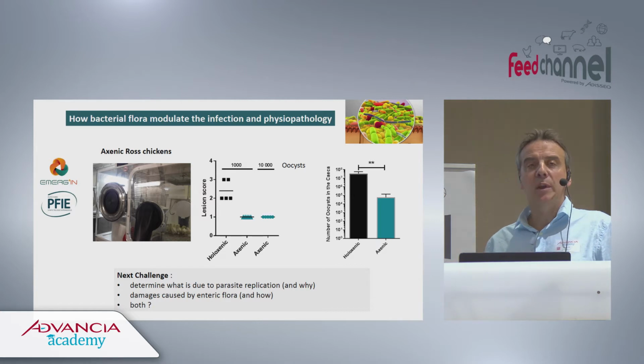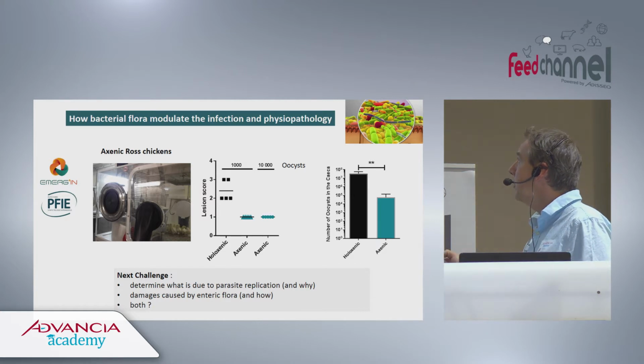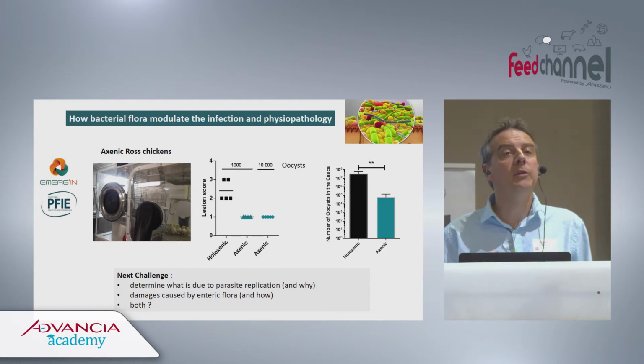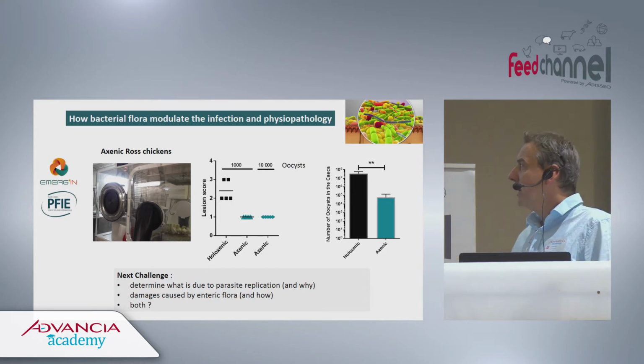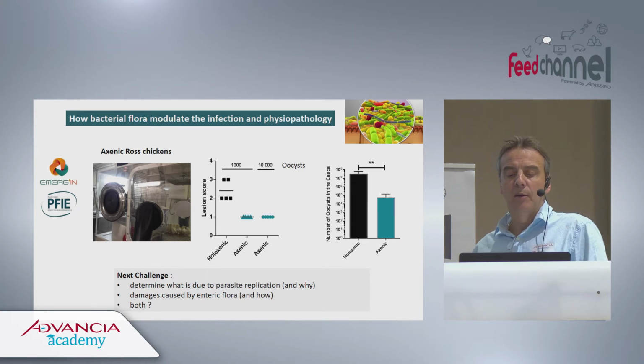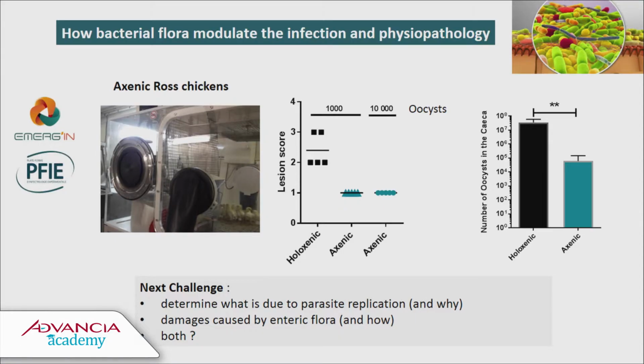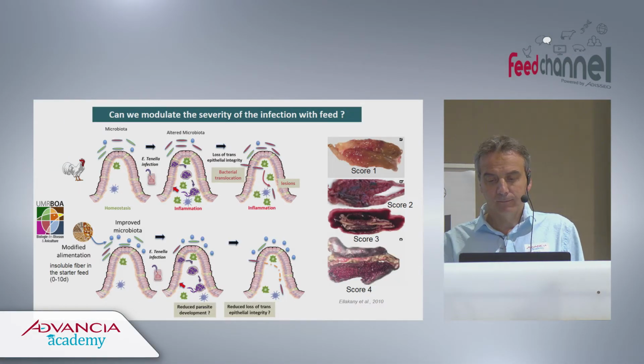But things are probably much more complex, because if you look at the number of parasites that replicate in these axenic animals, it's much lower too. So the next challenge for us now is to understand the mechanism. We should determine what is due to parasite replication for the lesions and why it is going like this. Or whether it is due to the bacterial flora, that maybe through some breaches in the mucosa, some bacteria can come inside the lamina propria, or maybe both.